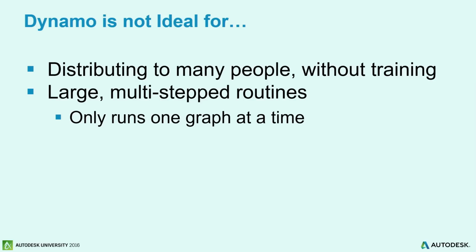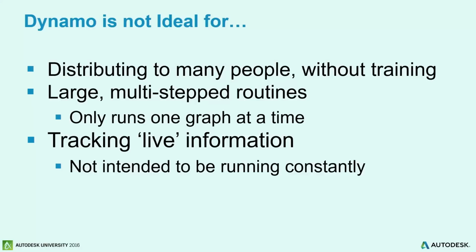Large multi-step routines. I think the message here is if you're going to do something very complex, something very intricate, just use the API. Hire a programmer and have them do something in the API. One of the reasons is because Dynamo runs one graph at a time, and it tends to be very linear. So you have to do this, then this, then this. You can't do A, D, B. It has to be very linear. The other thing here is tracking live information. So you might have a Dynamo graph that's tracking rooms. But can you run one that's tracking doors and tracking sheets all at the same time? No, not yet. So those are some of the negative things.